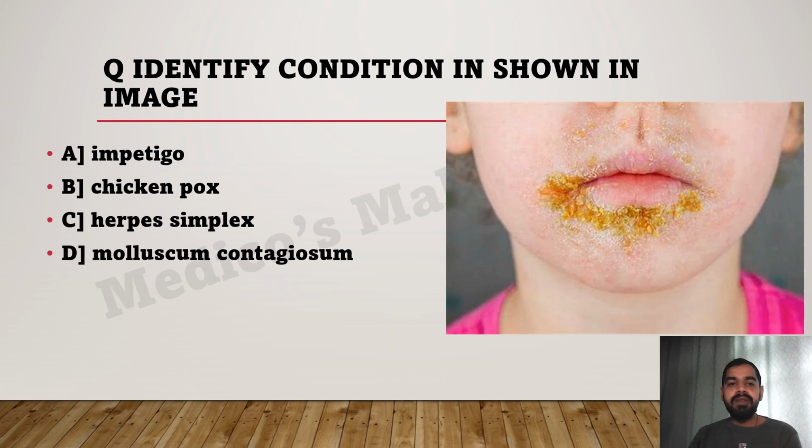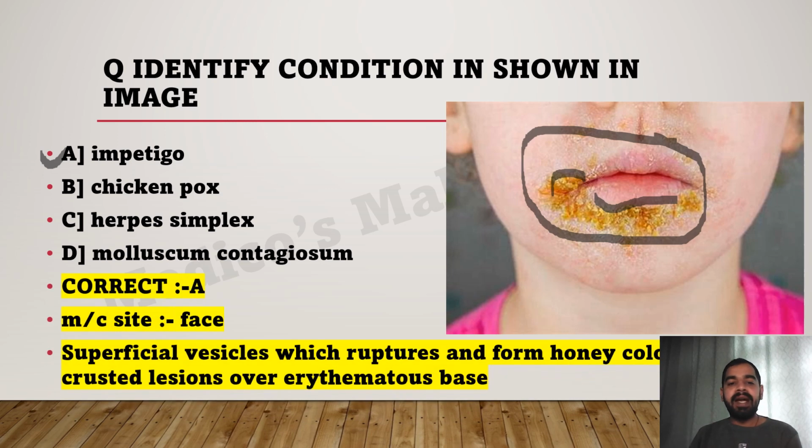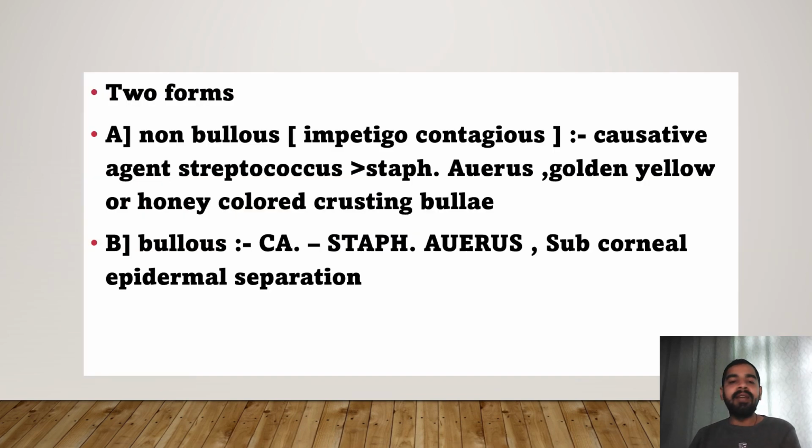Identify the condition shown in this image, my dear friends. You have to identify this condition, and here this honey-colored or golden-colored appearance is representing this condition as impetigo. The most common site for impetigo is the face, and these superficial lesions form a honey color. These crusted lesions over an erythematous base show itself as impetigo. Impetigo is of two types, bullous and non-bullous.